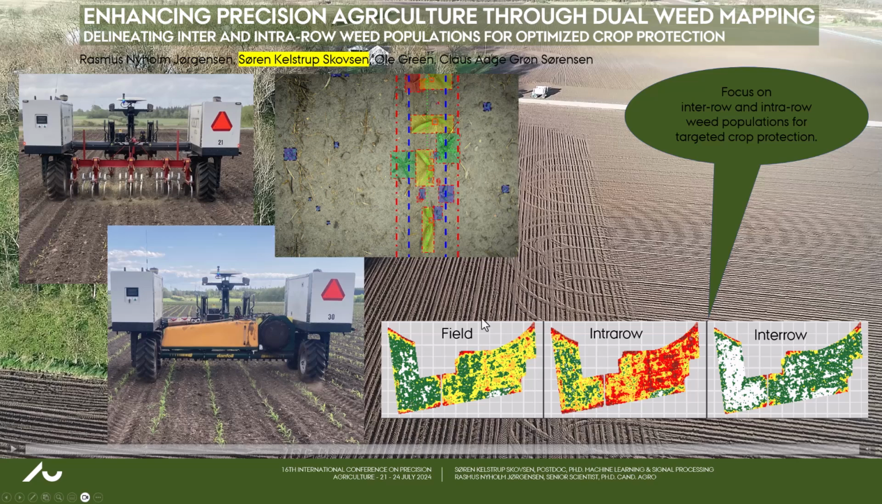But we were also able, because we know where the bands are, to separate into intra-row areas, mapping weeds and crops, and inter-row between. So we will focus on the inter-row weed population for targeted crop protection.